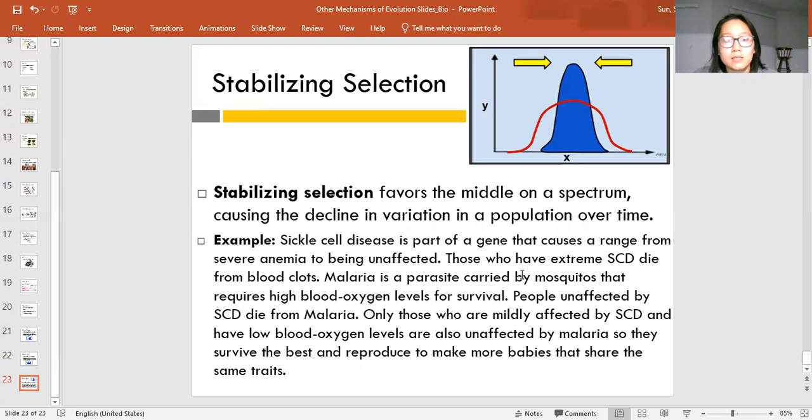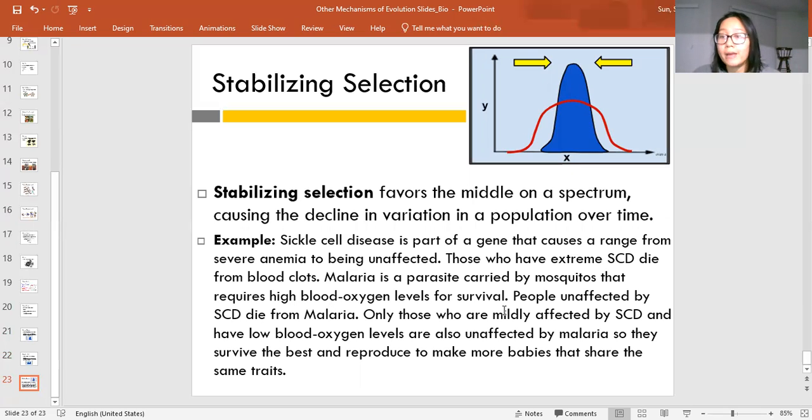But malaria is a parasite carried by mosquitoes that requires high blood oxygen levels. So people who have sickle cell disease do not have high blood oxygen levels. They have low blood oxygen levels. It's part of the reason why they're so tired all the time. So people who are unaffected by sickle cell disease die from malaria, because when you have normal blood cells, you have a lot of oxygen, and the malaria loves that, and then malaria will kill you, okay?